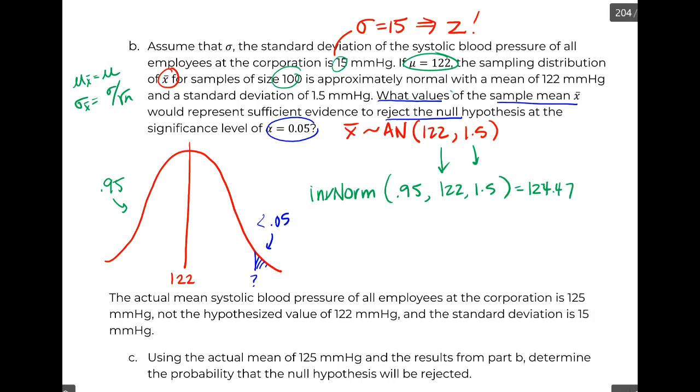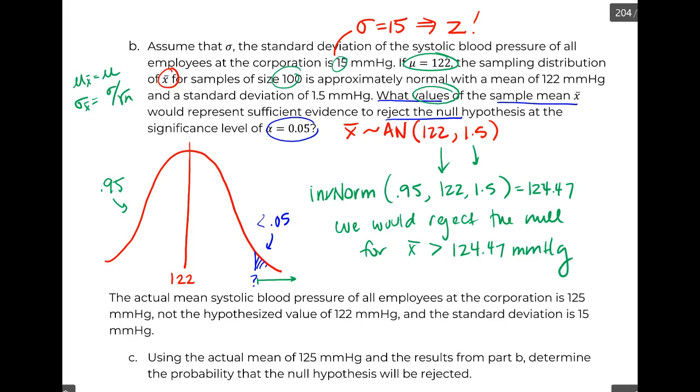So they asked us for values, right? Not just one value. And this is where we have to use the same work we were doing in the rejection region piece. Anything there or higher would have us rejecting the null. So let's just write out that in a sentence. It'll be easier. We would reject the null for x bar greater than 124.47 millimeters mercury. So if they take their sample of 100 employees and the x bar is this, we don't even need to finish the entire hypothesis test because we already know that that probability is going to be less than 0.05.